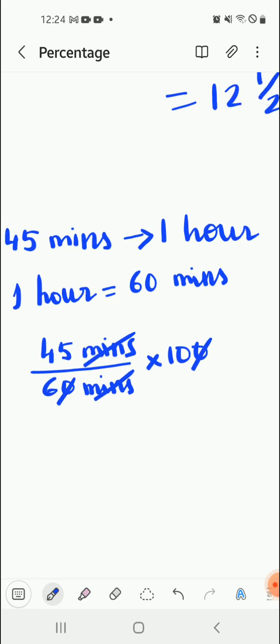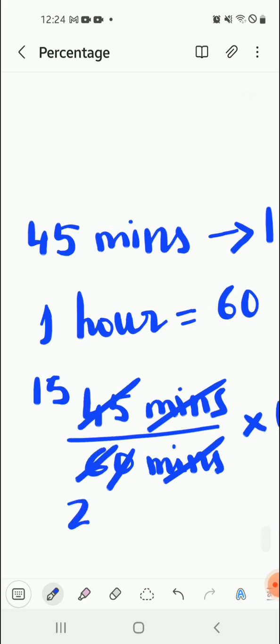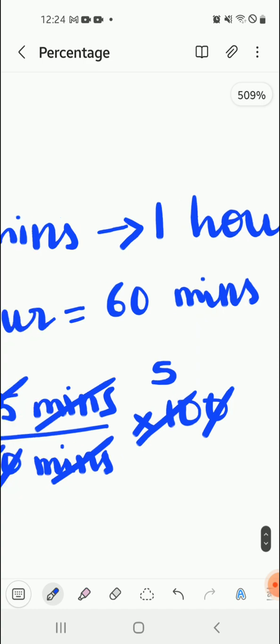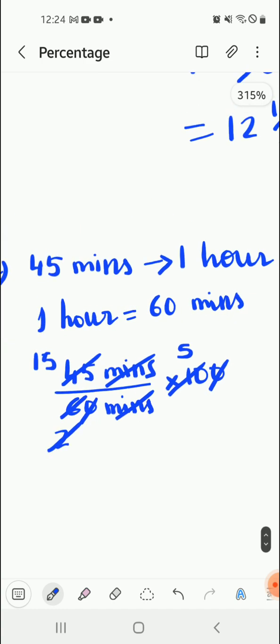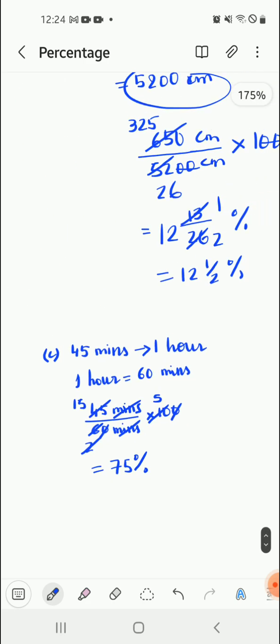Now we can divide 45 by 3, and we get 15. 6 divided by 3, we get 2. 2 divided by 10, we get 5. So now we have got 15 and 5. So 15 into 5 is 75. So my answer becomes 75%. That is it.